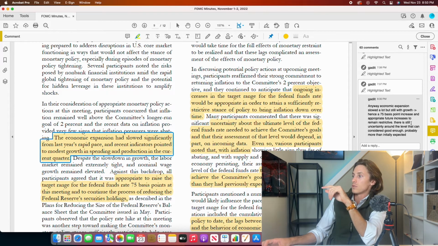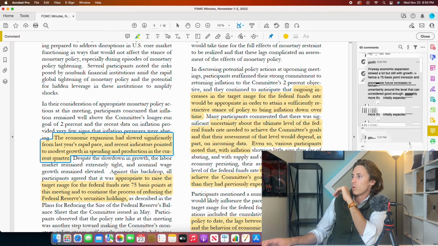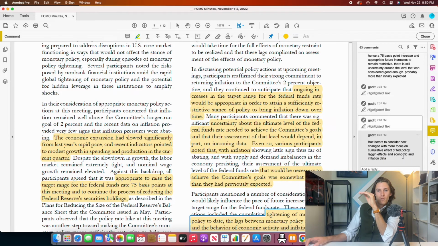There's still a lot of uncertainty around the level that can be considered good enough for the Fed, and they want to focus more on that part of the equation, meaning the maximum level they want to reach in the federal funds rate compared to how quickly they want to get there. Factors to consider now, as I just mentioned, are the cumulative effect of Fed policy and the lagging effect of economic and inflation data also. So they're starting to understand that everything has a slower effect.